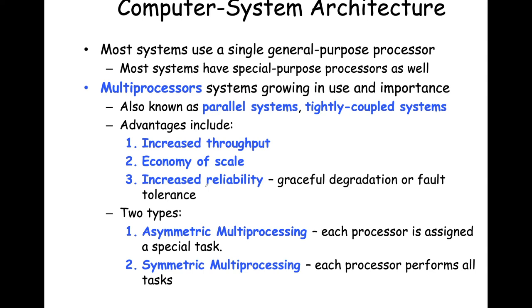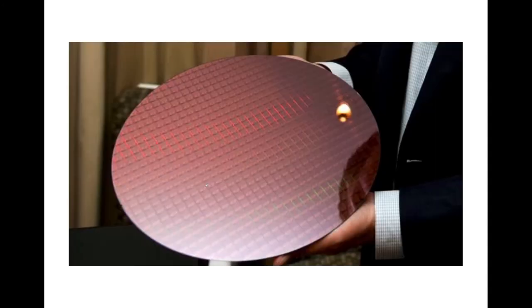And there are also symmetric multiprocessing systems. That's where each processor is a generalist. So each unit of work, each CPU, can do, in the example I just mentioned about floating point versus arithmetic, both arithmetic as well as floating point operations. Okay, that's called symmetric multiprocessing.